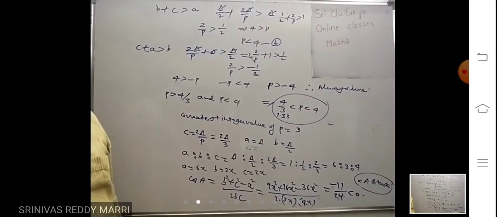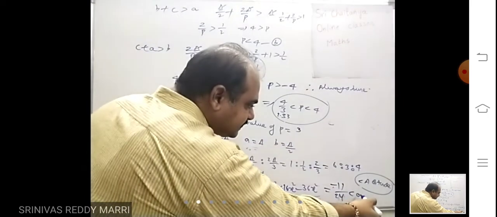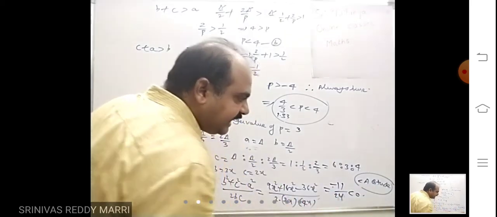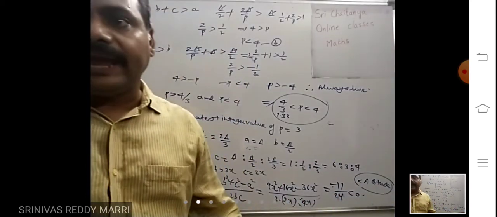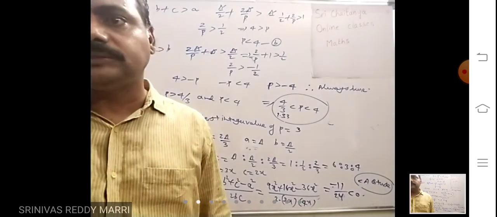Now look, one angle has negative cos. So one angle is what? Obtuse. So if one angle is obtuse, it is necessarily an obtuse angle triangle.